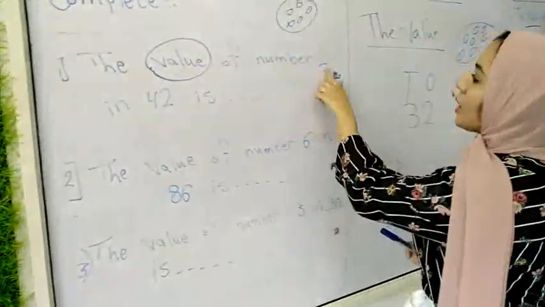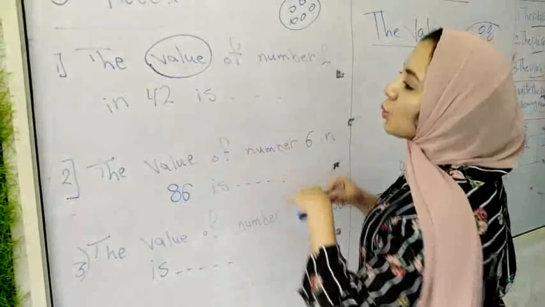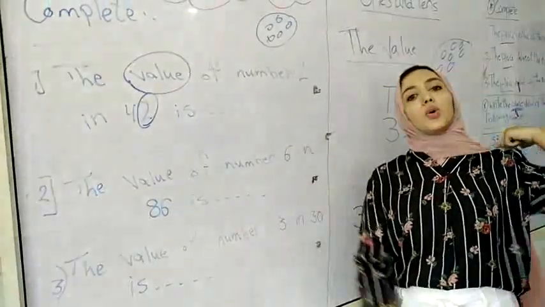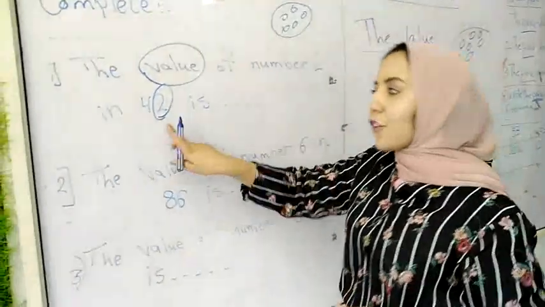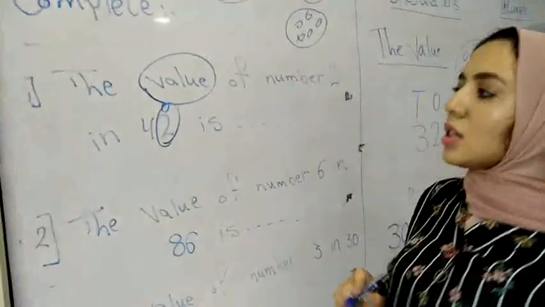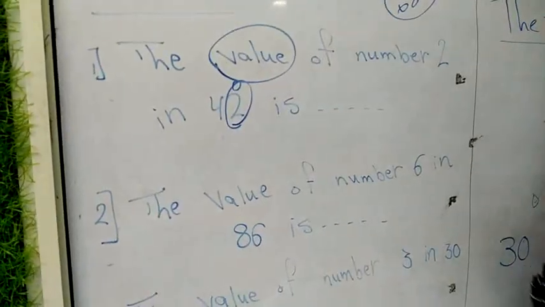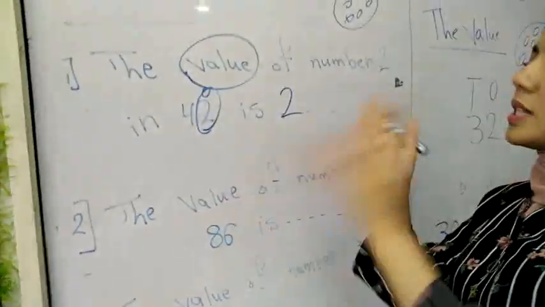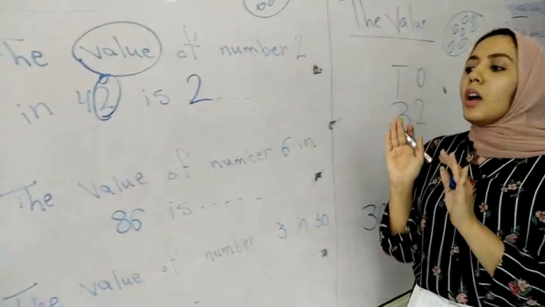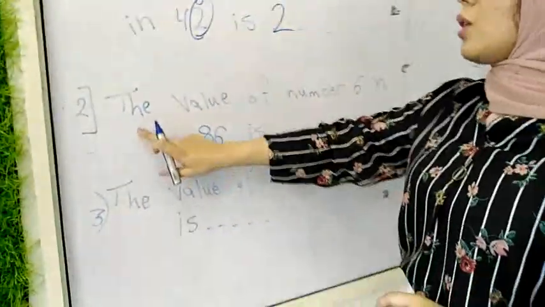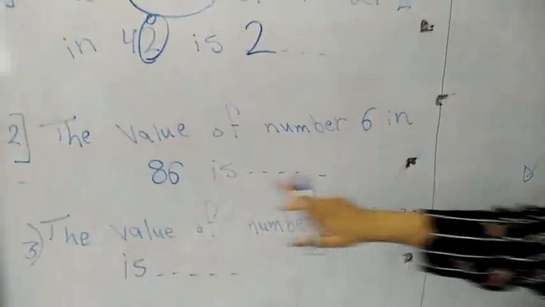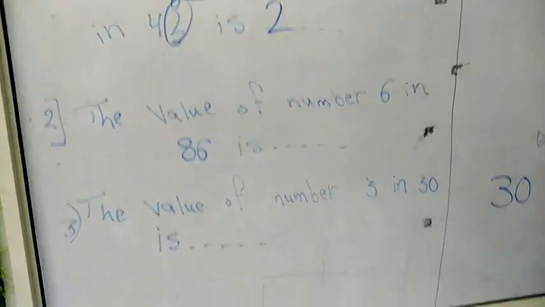So the value of the number 2 in 42. Where is 2 here? Make a circle around 2. The first place or the second place? The first place, ones place. Ones without. So I will write the number without any zeros. Okay, now the value of the number 6 in 86.